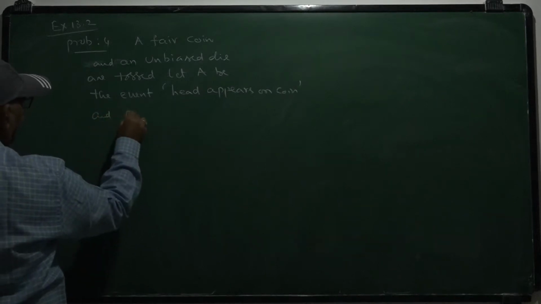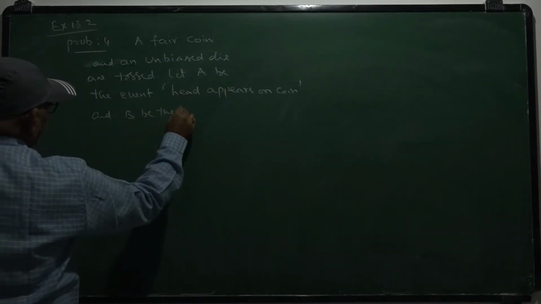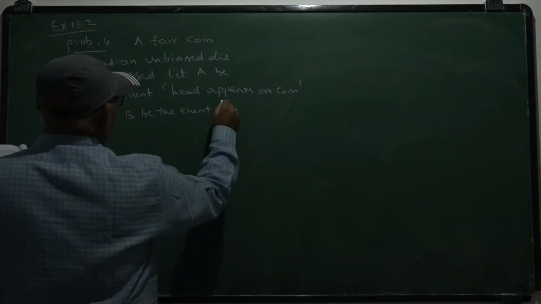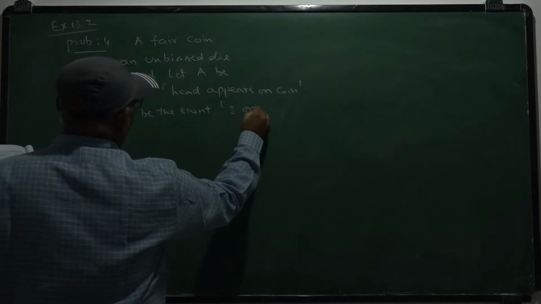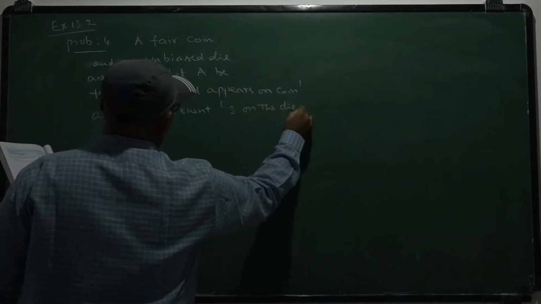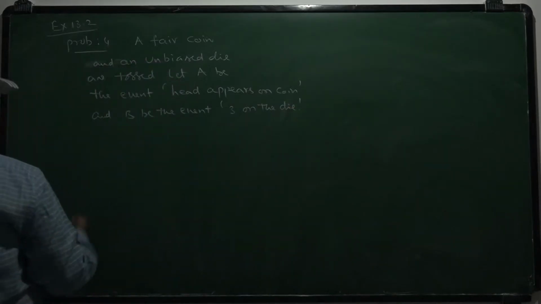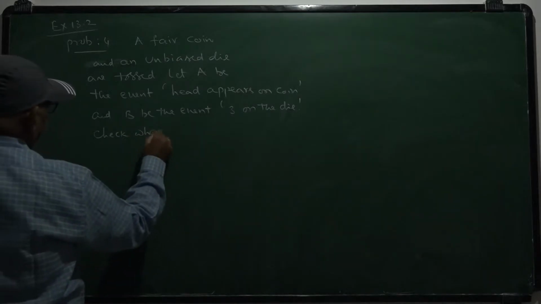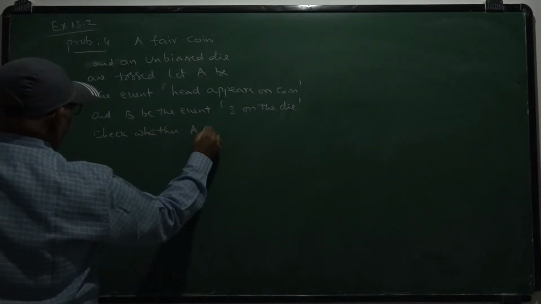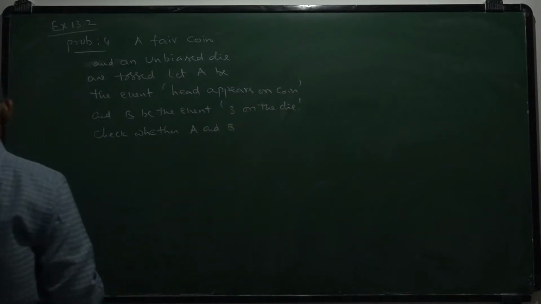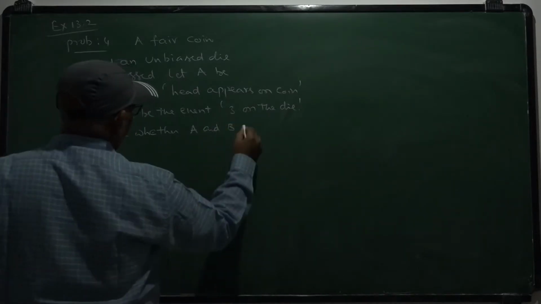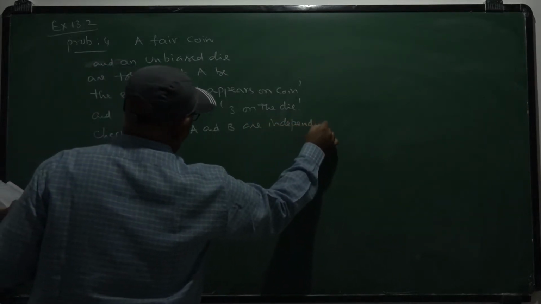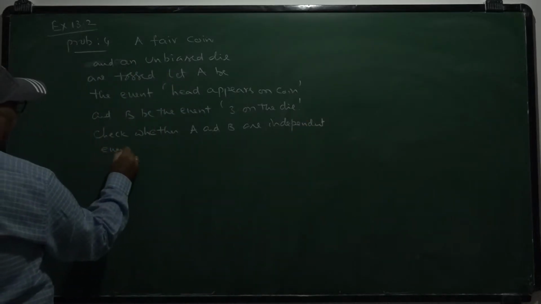And B be the event of getting a 3 on the die. Check whether A and B are independent events or not.